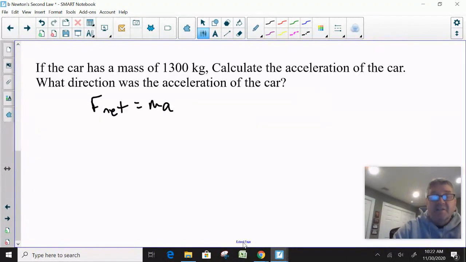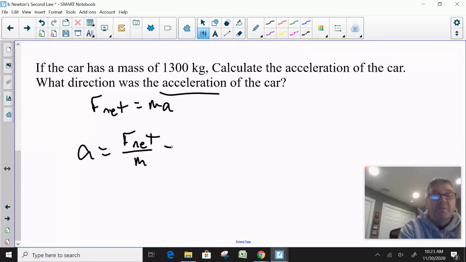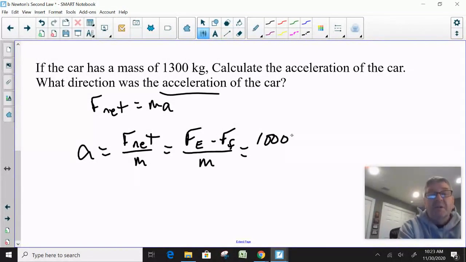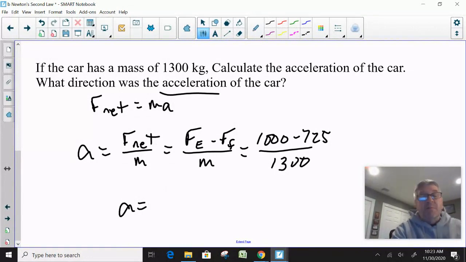Let's extend this. What was the acceleration? So the acceleration is going to equal F net divided by M. We just said F net is the force of the engine minus the force of friction over M. 1,000 minus 725 all over 1,300. And so I can calculate the acceleration. Again, I can take the numbers and plug them in the calculator. Okay, 1,000 minus 725. I know I did it above, and divided by 1,300.